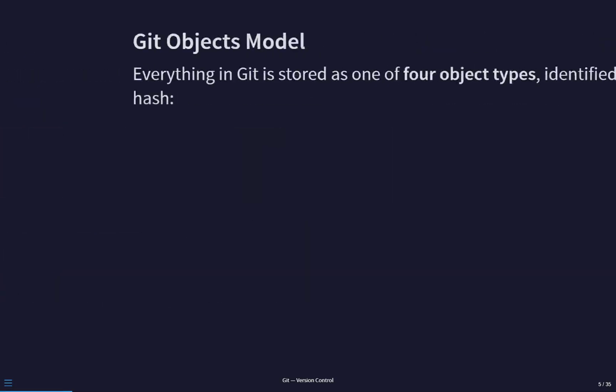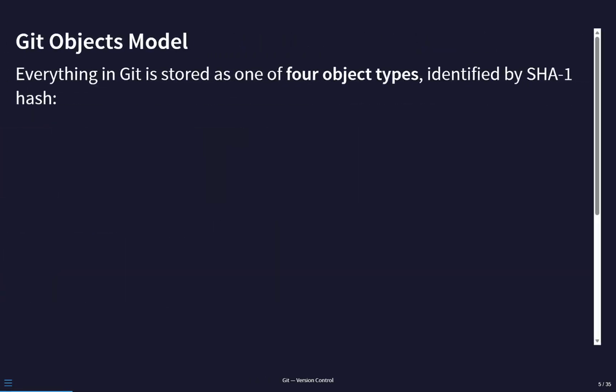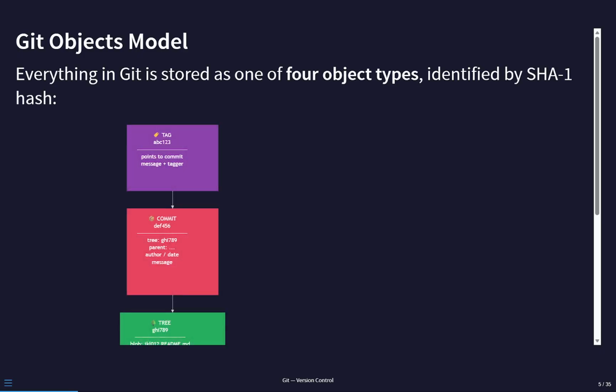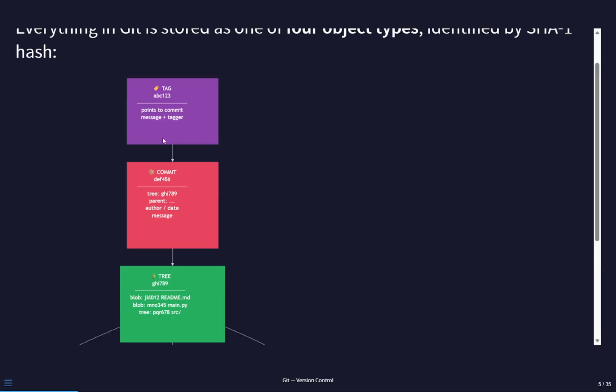Let's go one level deeper and look at how Git actually stores data internally. This is where Git becomes really elegant. Git stores everything as one of 4 object types, and every object is identified by the SHA-1 hash of its contents. Blobs store raw file contents, not the file name, just the bytes. The text of your Python file, for example.